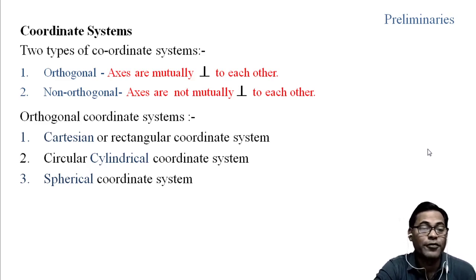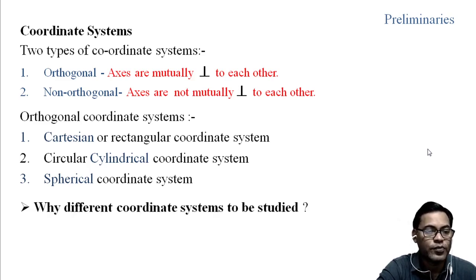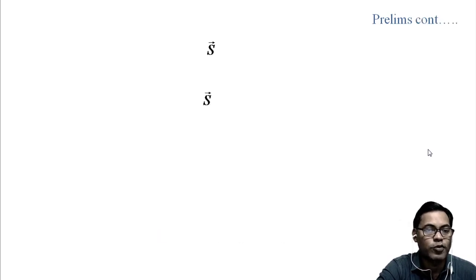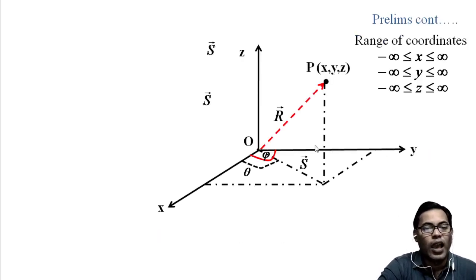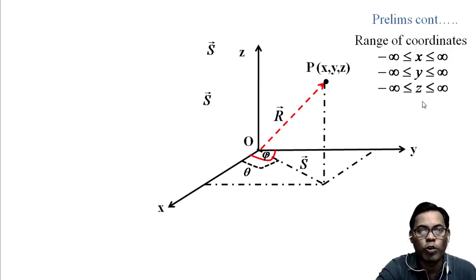As we have an idea of the rectangular or Cartesian coordinate system, that means we are familiar with that coordinate system, so let us start with it. In this Cartesian coordinate system, the axes are x, y, z, and these three axes are mutually perpendicular to each other, and the ranges of the axes are given here. X will vary from minus infinity to infinity, and y and z also vary from minus infinity to plus infinity.